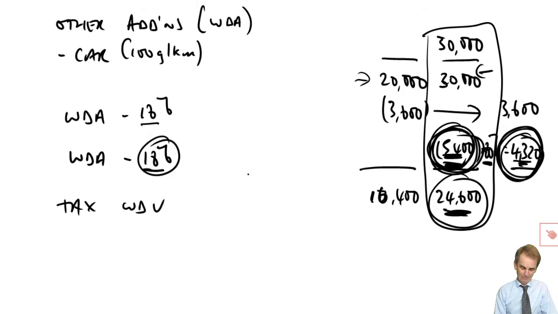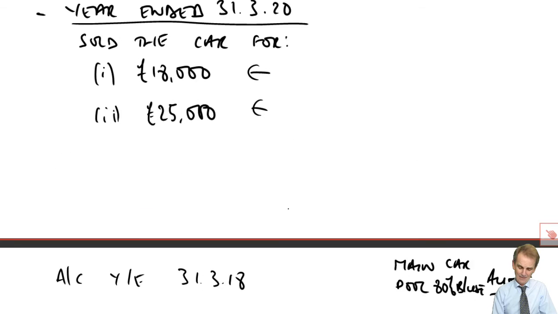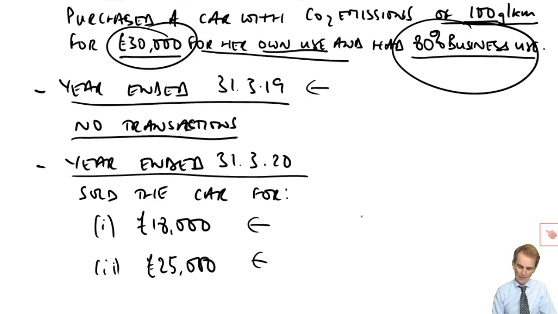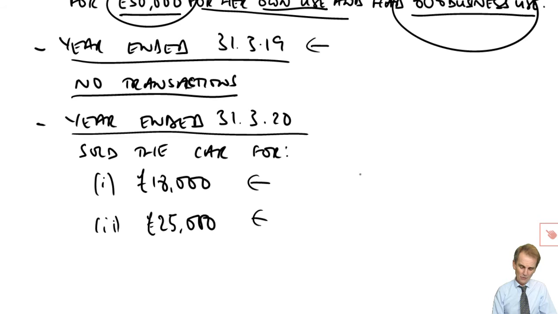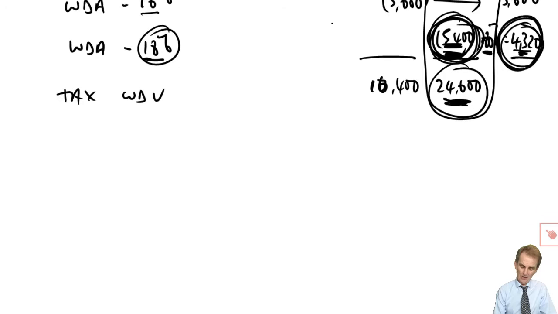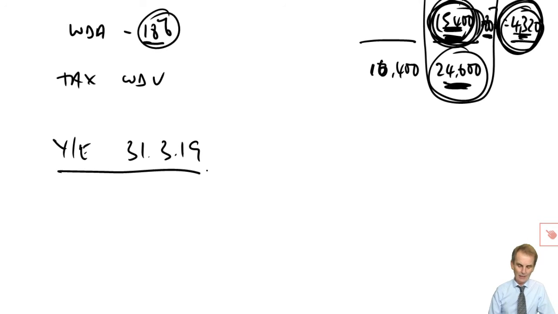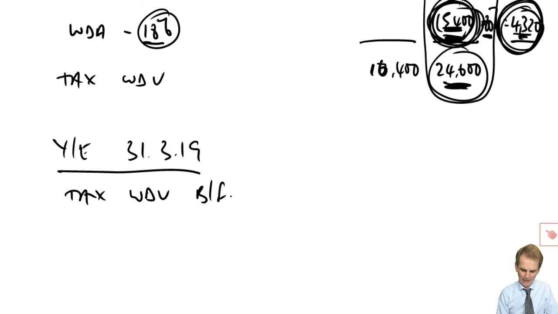But we didn't stop there. That was the year ended 31st of March 18, where we bought that particular car. We moved to the year ended March 19, no transactions. Now remember, there may not be any transactions in this year ended 31st of March 19, the next accounting period, the next capital allowance computation. We will therefore bring forward our tax written down values. What was carried forward at the end of the previous period is of course now brought forward.